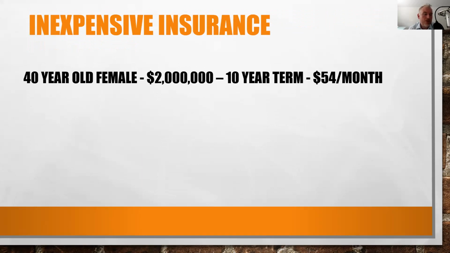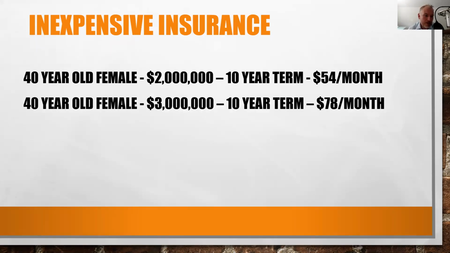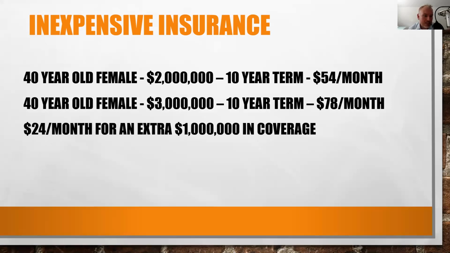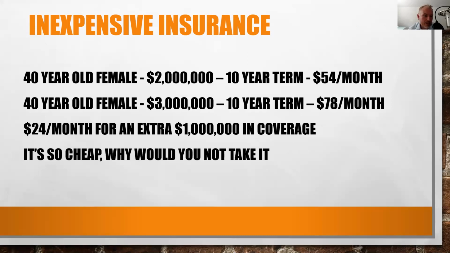So what is the third way of looking at insurance? Well, another way of looking at it is inexpensive insurance. What do I mean by that? Here's a 40-year-old female, $2 million worth of coverage, 10-year term, $54 a month. A 40-year-old female for $3 million worth of coverage, a 10-year term, is $78 a month. So for basically $24 a month extra, they get an extra $1 million in coverage. It's so cheap, why would you not just take it?